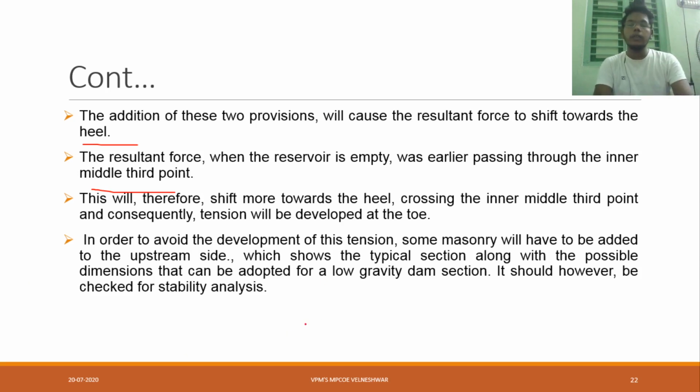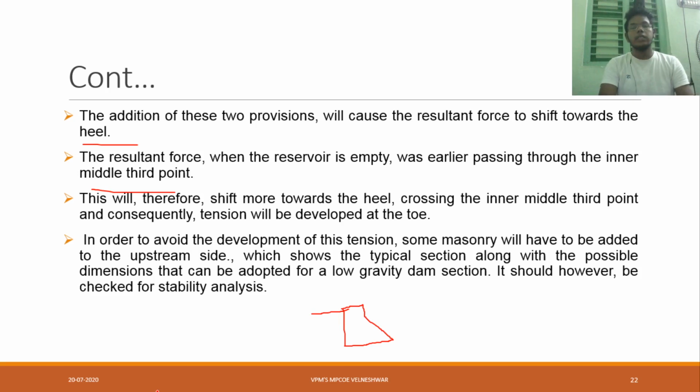In order to counter the development of tension, some masonry will have to be added to the upstream side. To control the tension, we have to add masonry at the upstream side. Obviously where will be our upstream side? This will be our upstream side. In this location we have to provide some masonry construction, which shows a typical section along with the possible dimensions that can be adopted for a low gravity dam section.